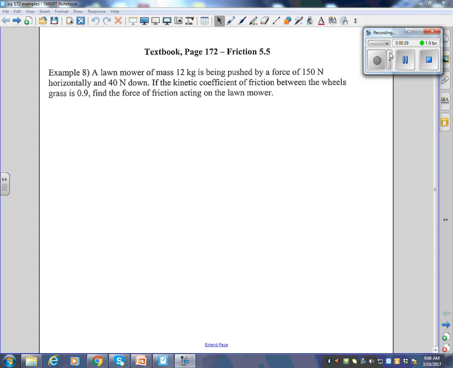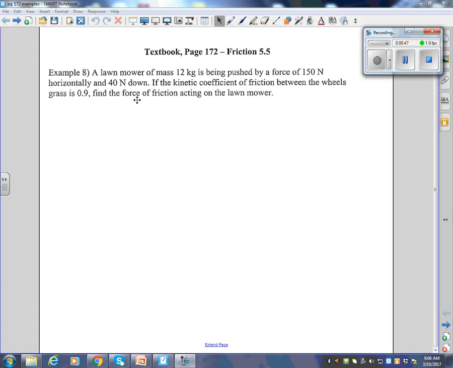Alrighty, so as I was saying there before I was rudely interrupted, 150 newtons horizontally and 40 newtons down. If the kinetic coefficient of friction between the wheels and grass is 0.9, find the force of friction acting on the lawnmower. 0.9? Are you kidding me?